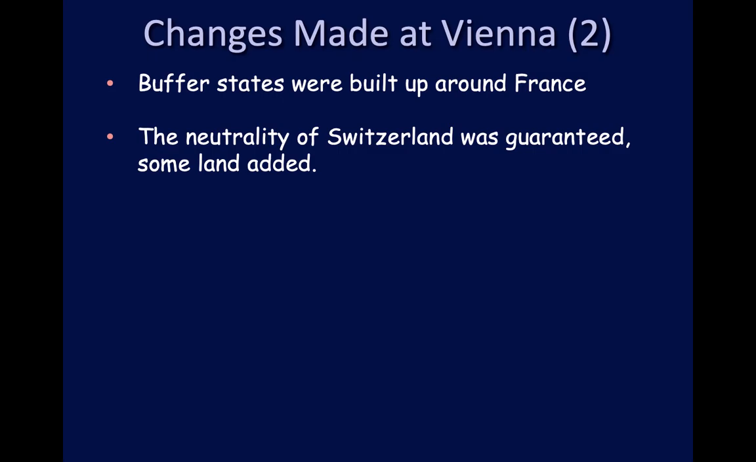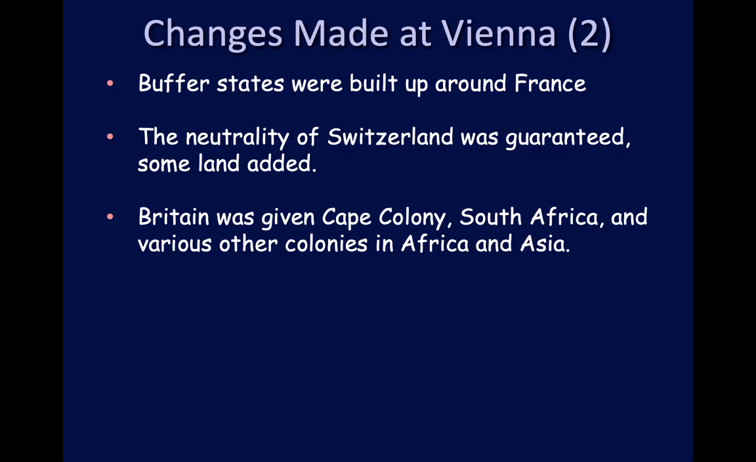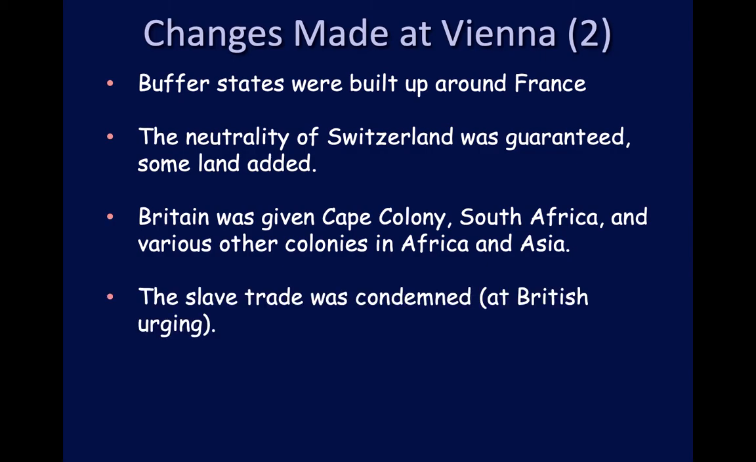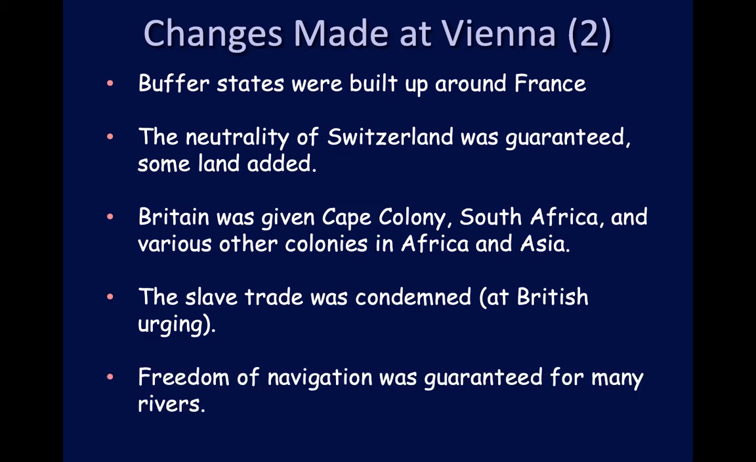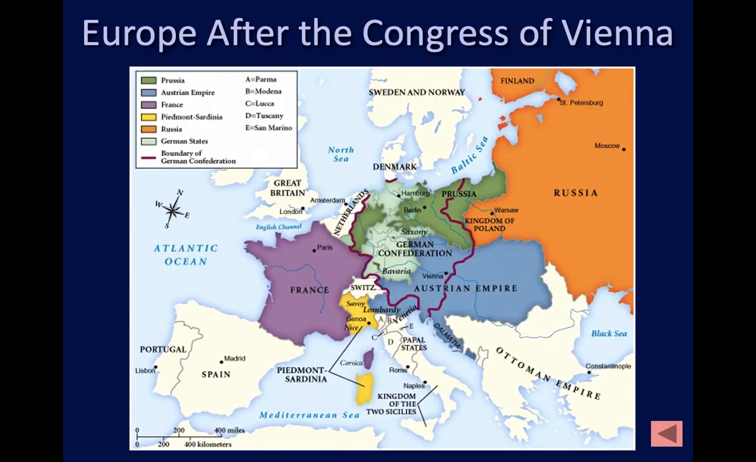Now it's interesting, we're going to build up some buffer states around France. We're going to reassert the neutrality of Switzerland. And Britain's given some territory not on continental Europe, but Cape Colony in South Africa and other parts of Africa and Asia, which we're not going to really look at here, but Britain gets territory globally. We do see the renouncing of slavery. So this is 1815 here. And we also restate and reiterate support here for freedom of navigation for the rivers.